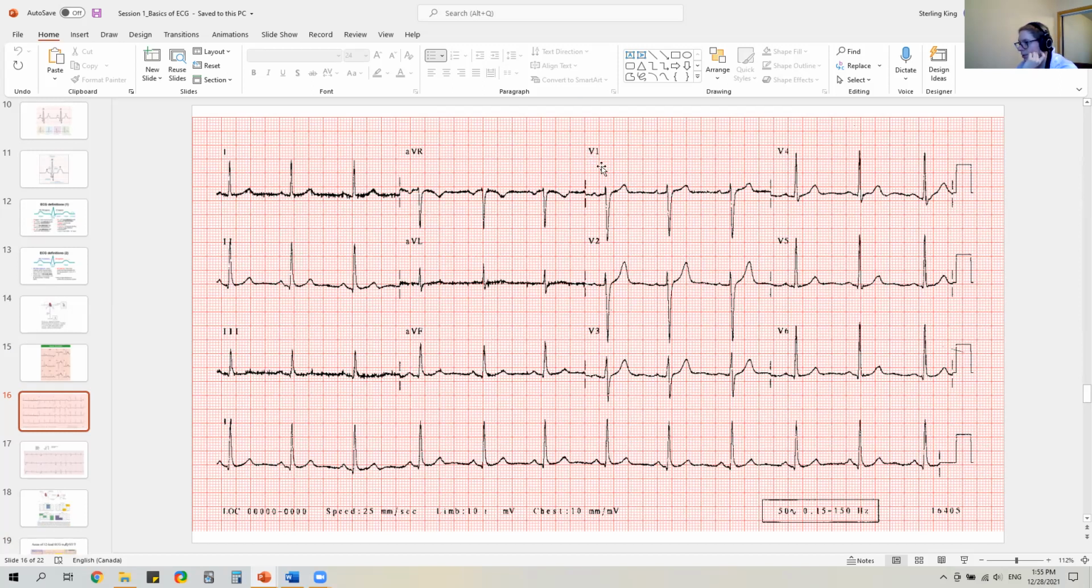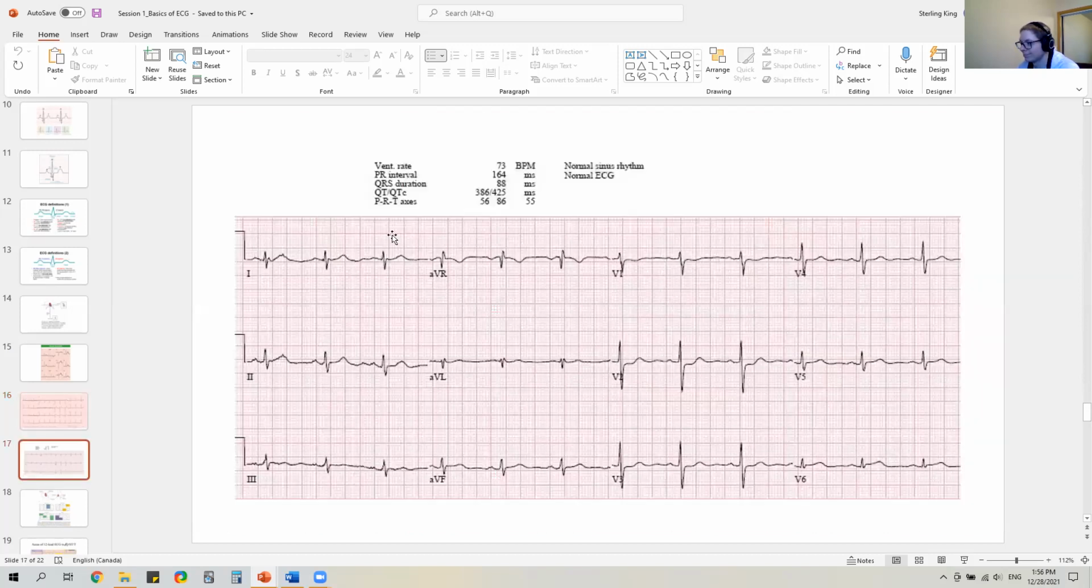And if we go to V1, we can see the S is really big here. Yeah, there's a little R, but big S, okay, normal. And then the R is a little bit bigger, about equal at V3. It's bigger in V4. That's good. V5, it's even bigger. In V6, there's almost no S. It's predominantly an R wave. So we're good to go. Normal ECG.